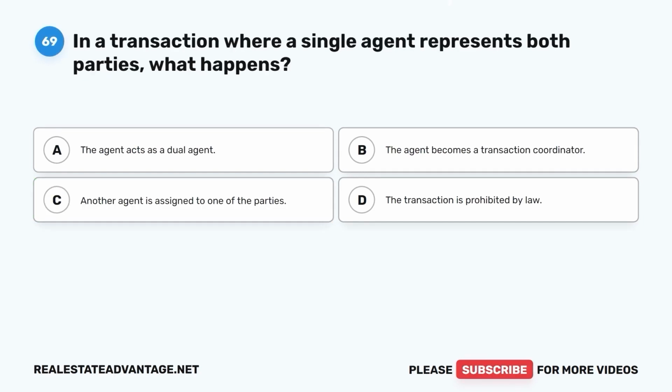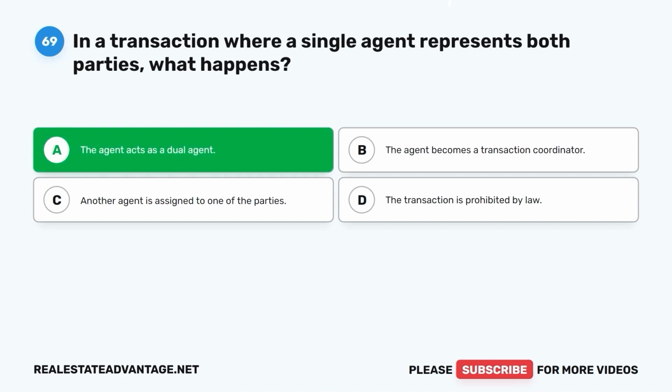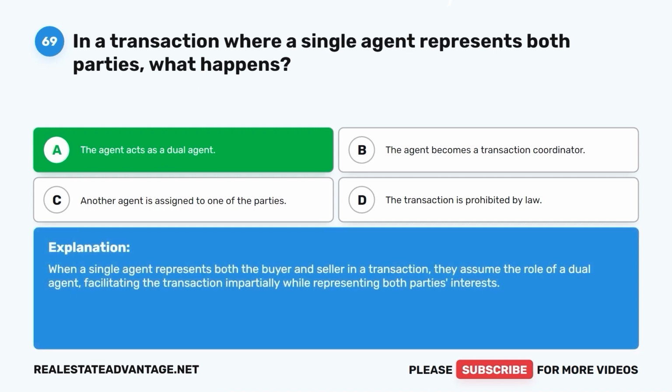In a transaction where a single agent represents both parties, what happens? A. The agent acts as a dual agent. B. The agent becomes a transaction coordinator. C. Another agent is assigned to one of the parties. D. The transaction is prohibited by law. The correct answer is A. The agent acts as a dual agent. When a single agent represents both the buyer and seller in a transaction, they assume the role of a dual agent, facilitating the transaction impartially while representing both parties' interests.